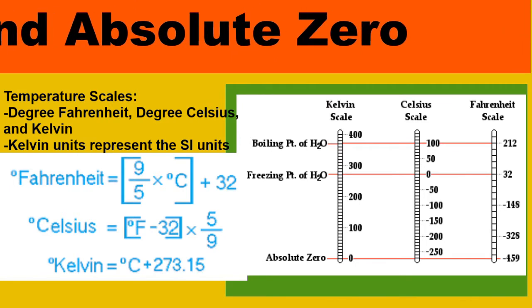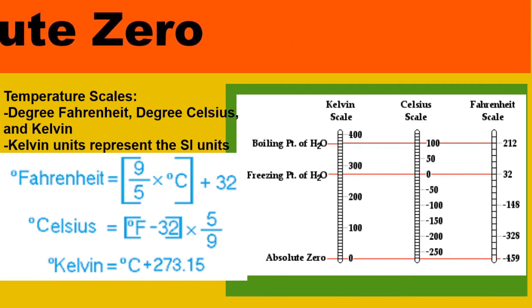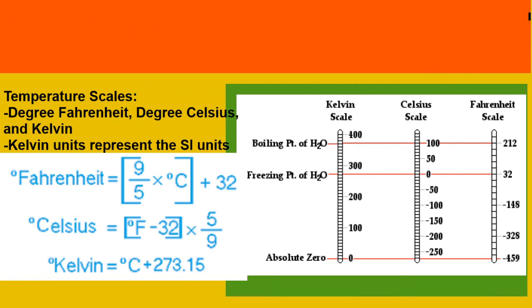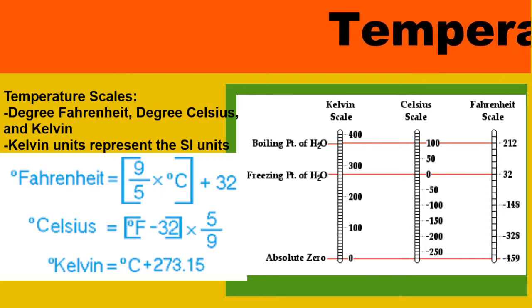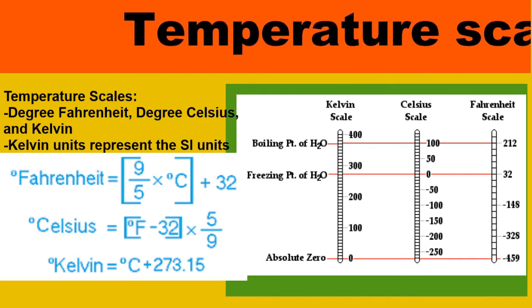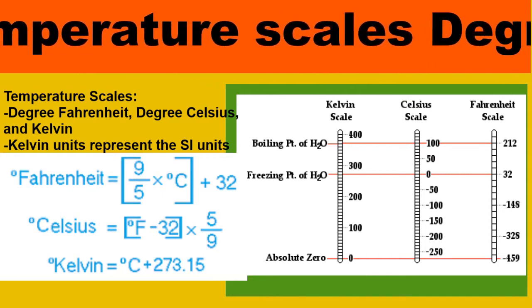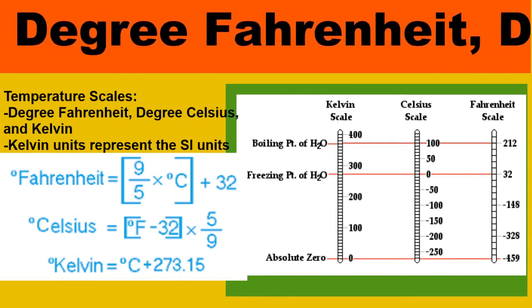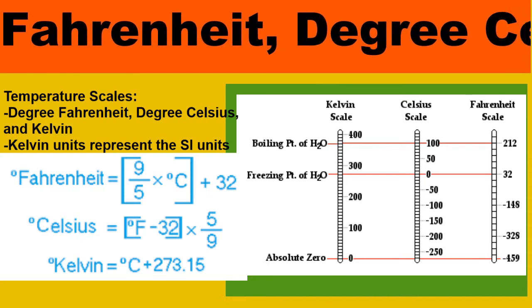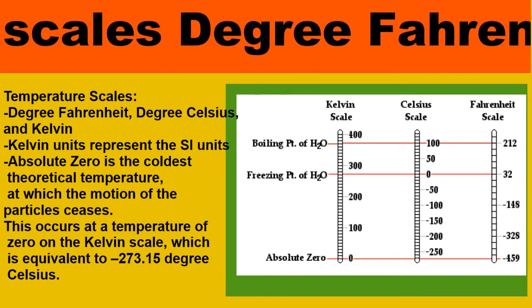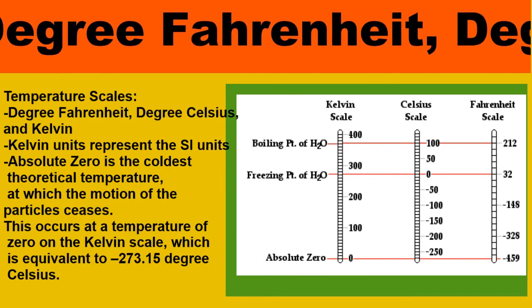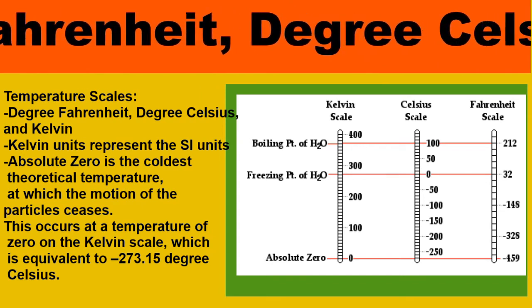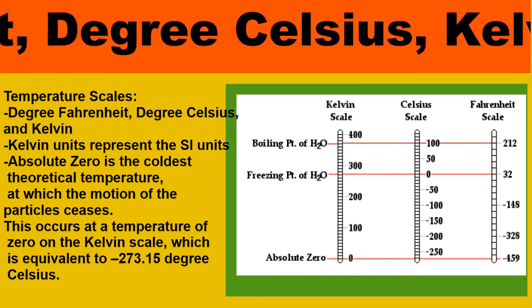Temperature is a measure of the average kinetic energy of the molecules. We measure temperature with the scales degree Fahrenheit, degree Celsius, and Kelvin. Kelvin units represent the SI units of temperature. There are 3 different equations you can use to convert between the different units. The Kelvin system allows us to define the coldest theoretical temperature, absolute zero.